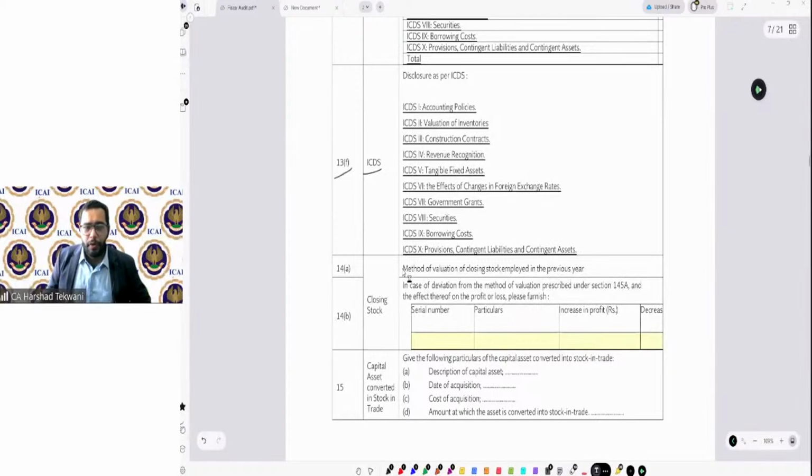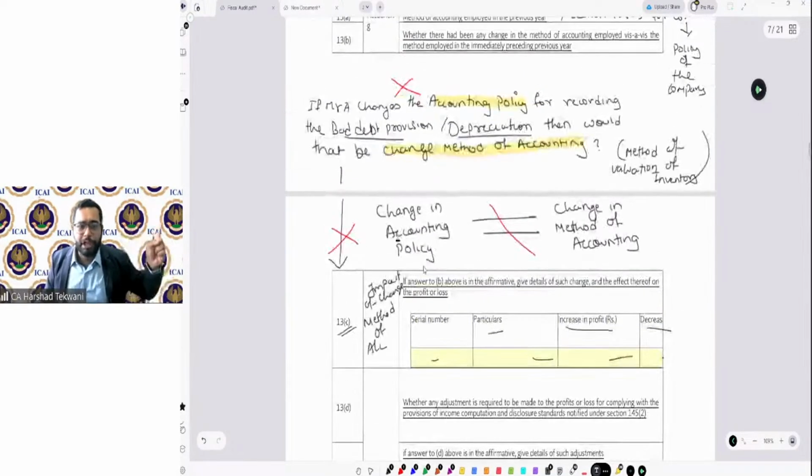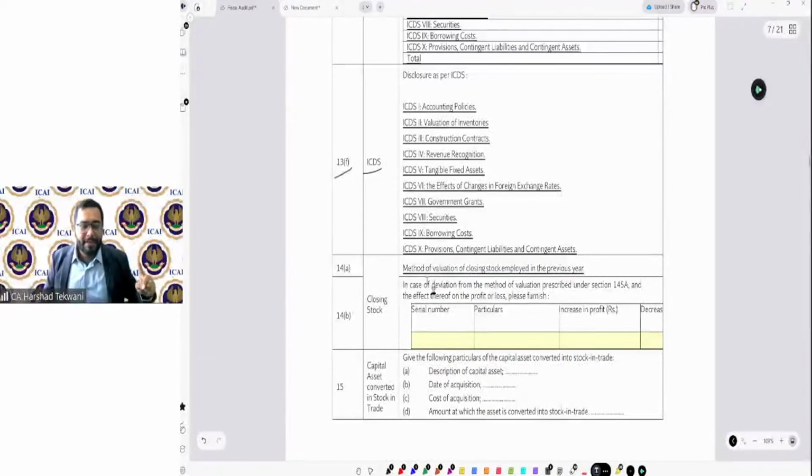Method of valuation of closing stock employed in the previous year. Clause 14A talks about what is the method of valuation of closing stock employed in the previous year. So if there is a change in the valuation of inventory or closing stock, I'll report in clause 14A, not in 13B or C. 13B or C was with respect to change in method of accounting, whereas 14A talks about method of valuation of closing stock. I will report over there if there is a change in the valuation method.